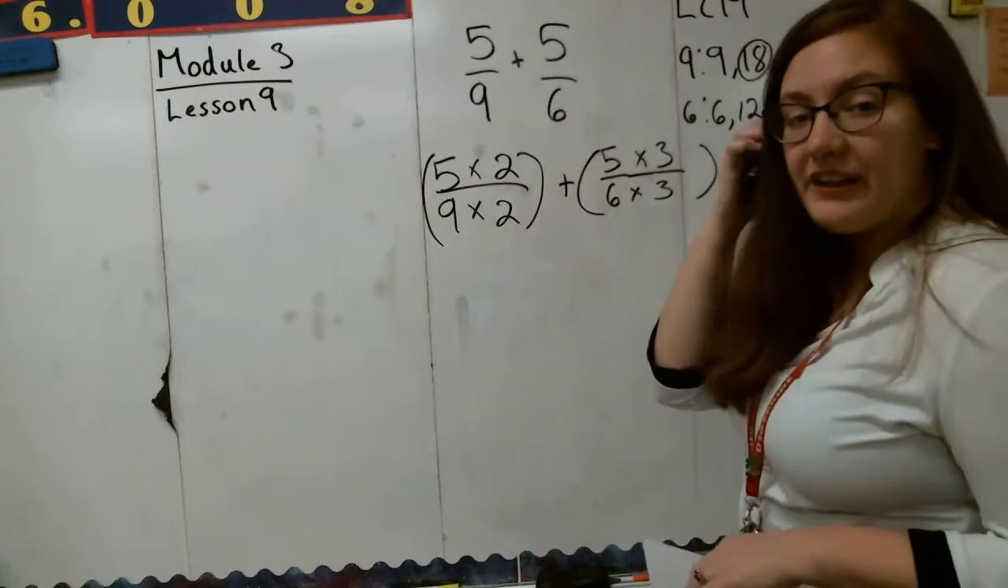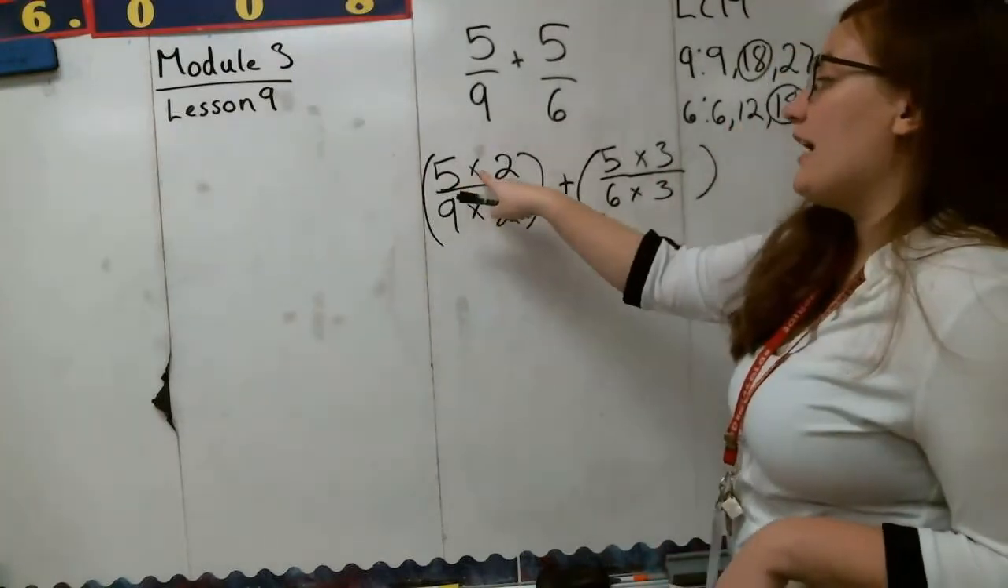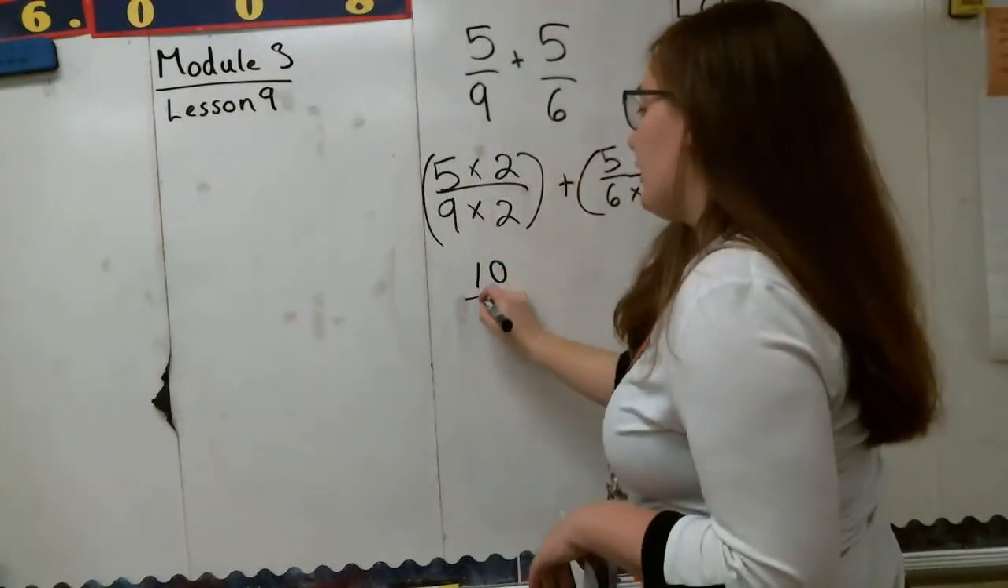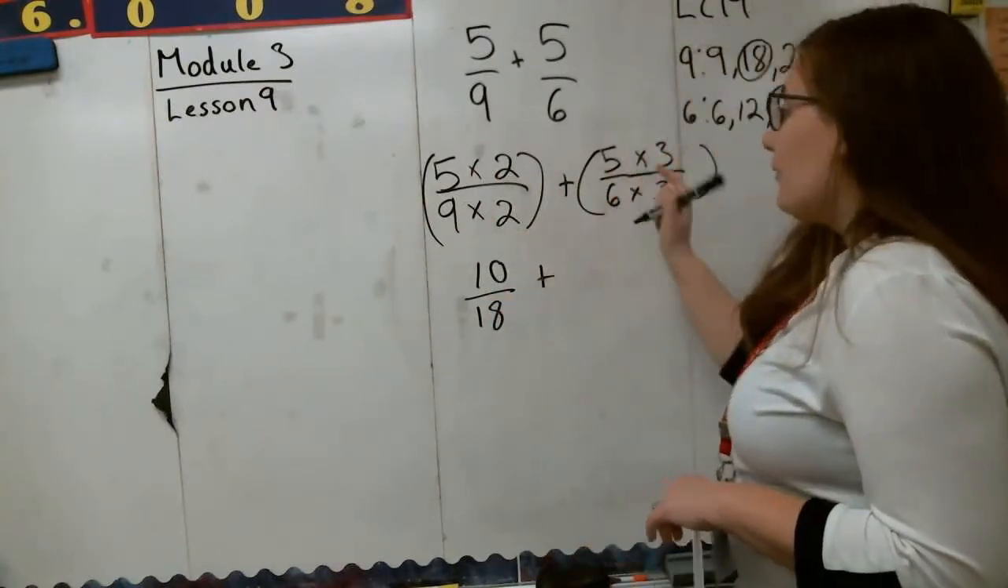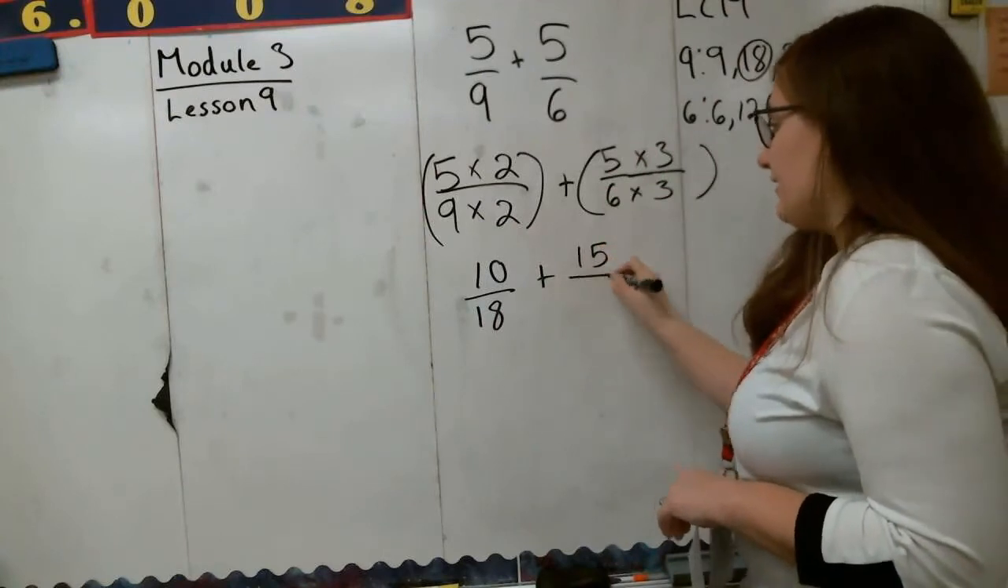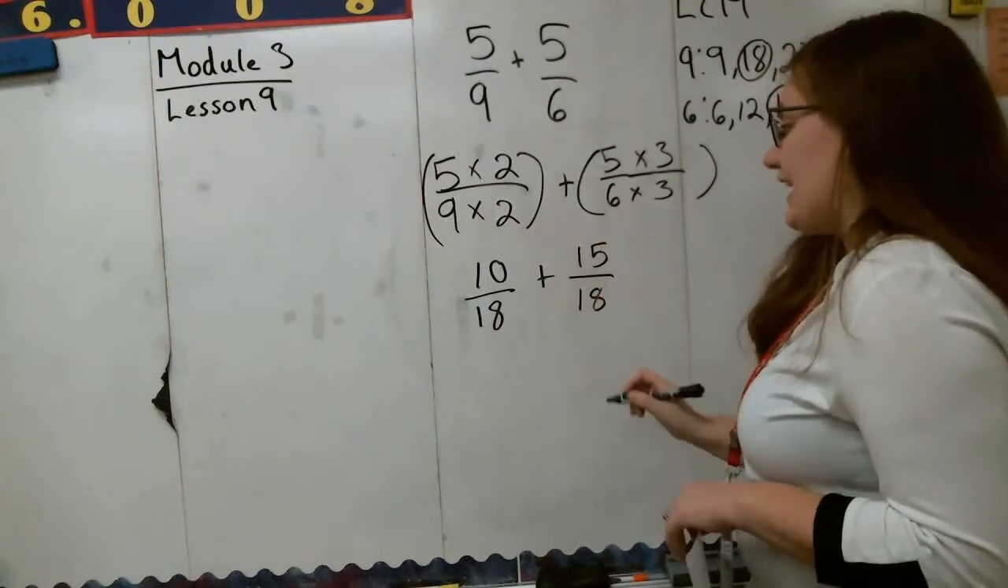And now I can finish multiplying. So I'm going to do 5 times 2. That gives me a numerator of 10, and then 9 times 2, which gives me 18. We do 5 times 3, which is 15, and 6 times 3, which is 18.